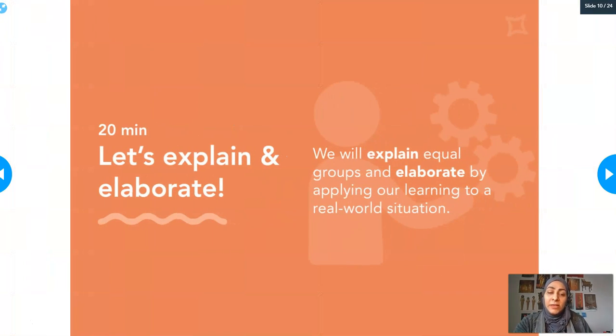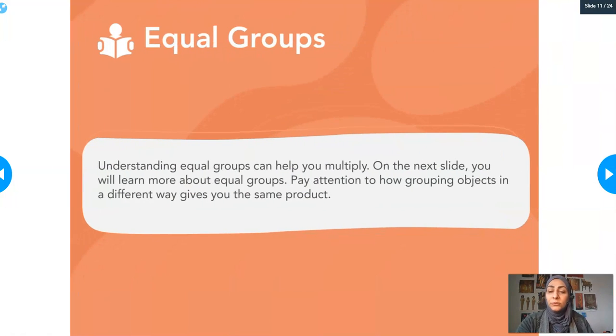Okay, now we're going to explain equal groups and elaborate by applying our learning to a real-world situation. Are you ready? I see you're ready. Okay, equal groups. Understanding equal groups can help you multiply. On the next slide, you will learn more about equal groups. Pay attention to how grouping objects in a different way gives you the same product. What is that supposed to mean? Let's see. Ready?